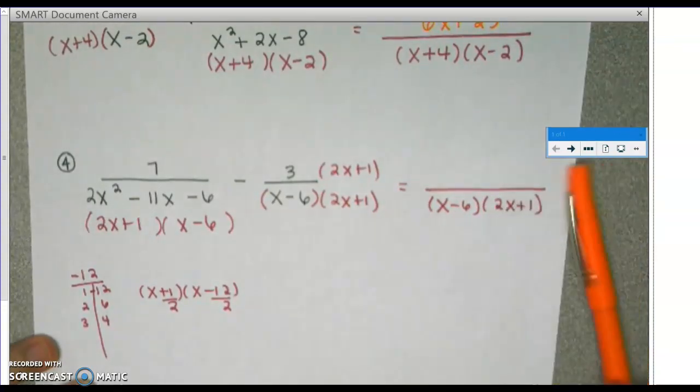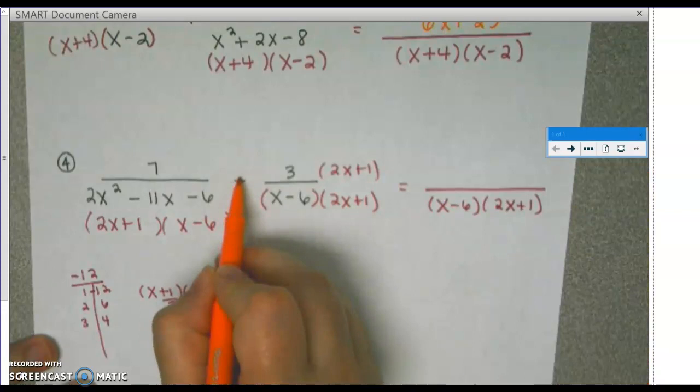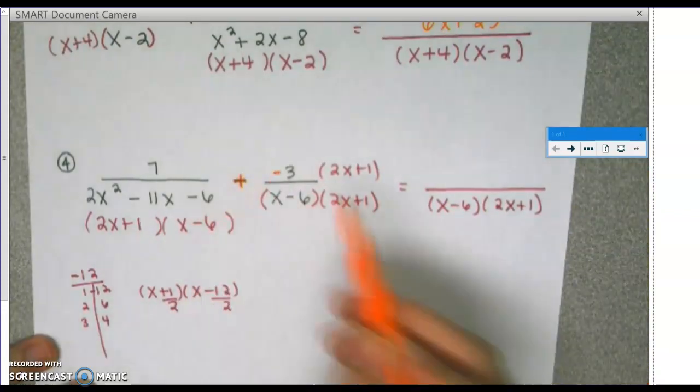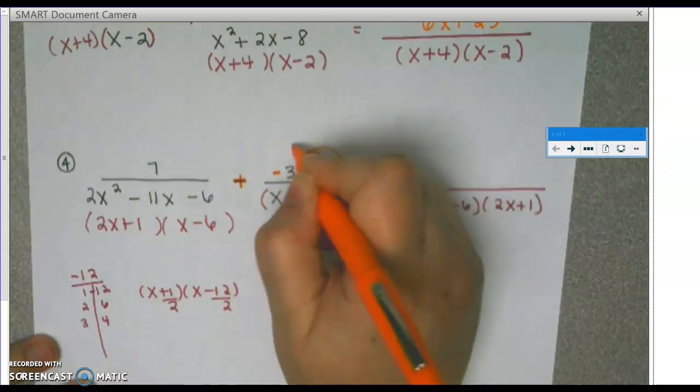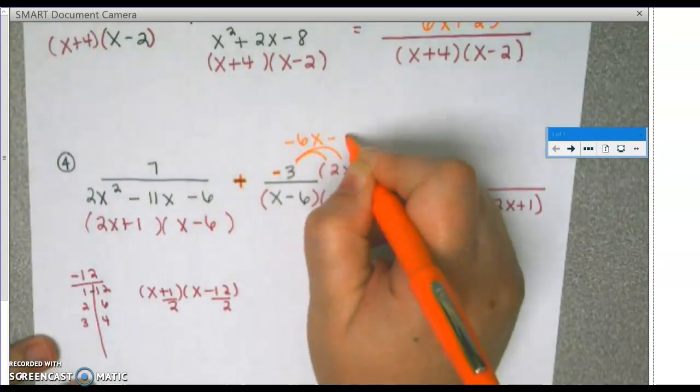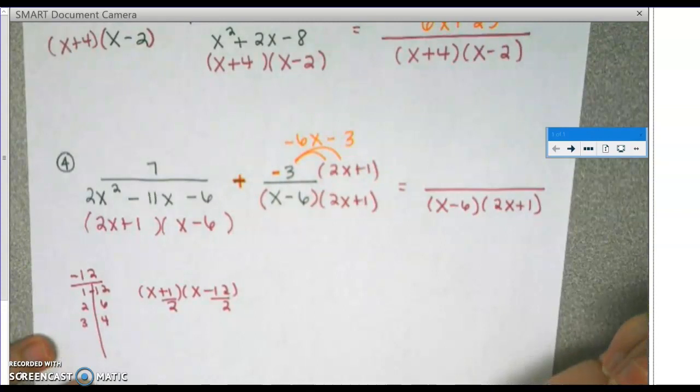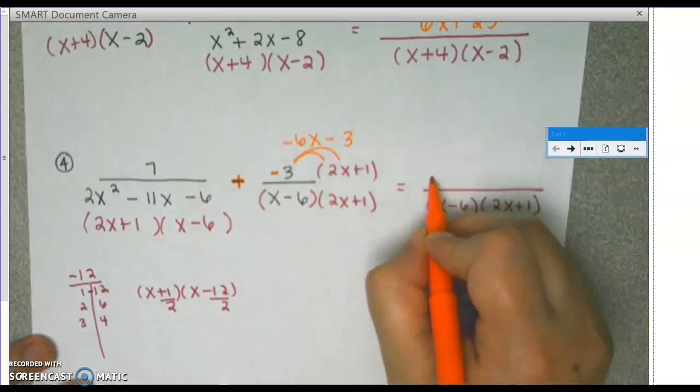Now I just need to multiply. And again, because I'm subtracting this, I'm going to move that negative sign so that when I distribute, I remember the negative sign. All right, combine like terms.